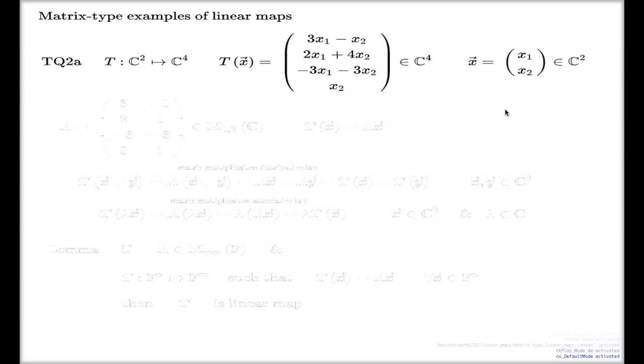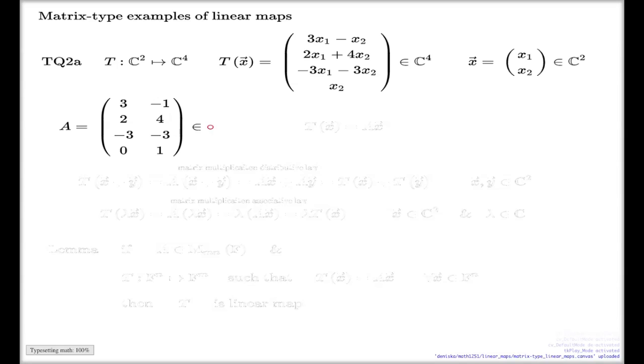You will see plenty of examples like this, and many of them will require you to show that this is a linear map. The good news, you can always do it in the same way. You can just make one simple, trivial observation. You can say that if you build a matrix A with the elements 3, negative 1, 2, 4, negative 3, negative 3, 0, 1, a matrix with 4 rows, 2 columns, complex entries in general, then this whole expression can be abbreviated down to a simple matrix multiplication like so.